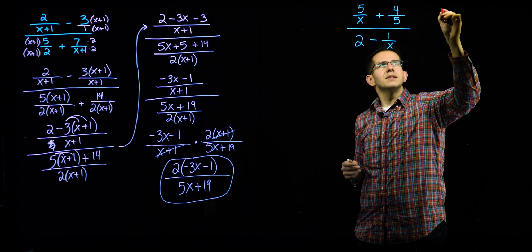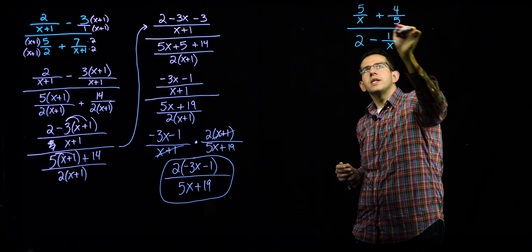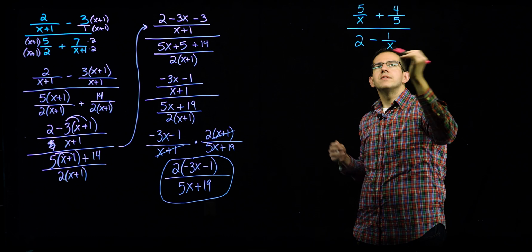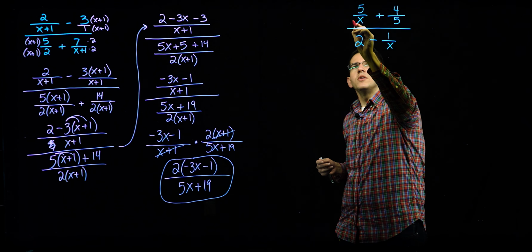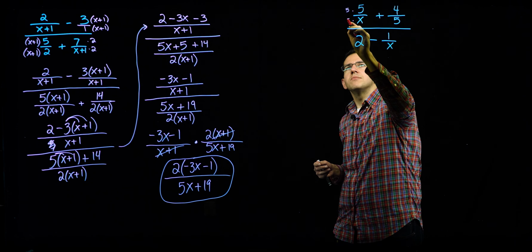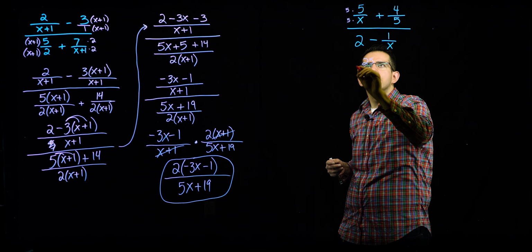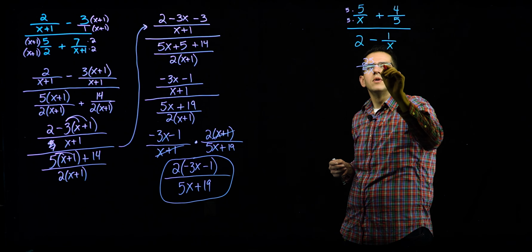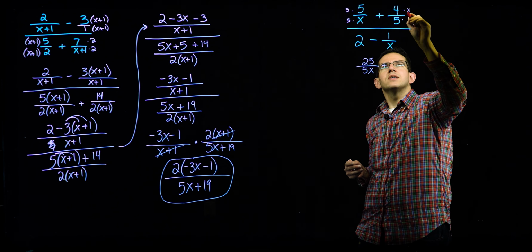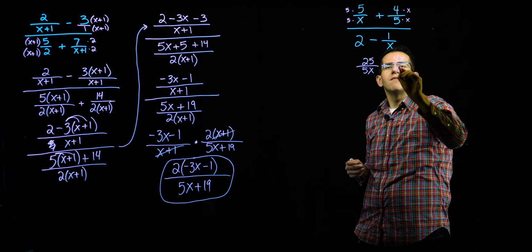Okay, so in this case, we can find that the least common denominator between these two fractions in the numerator, between x and 5, is 5x. So we'll multiply the numerator and denominator of the left fraction by 5 over 5, which gives us 25 over 5x, plus over here we'll multiply this fraction by x over x, which gives us 4x over 5x.